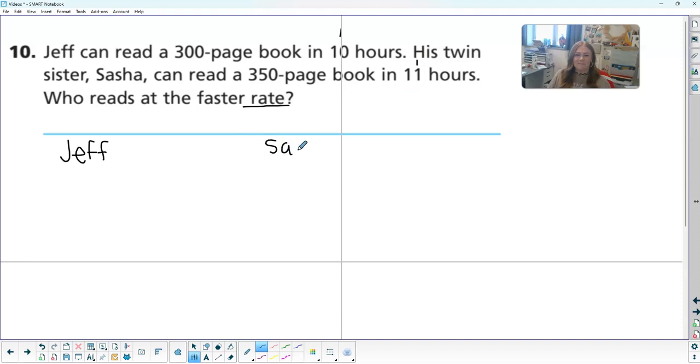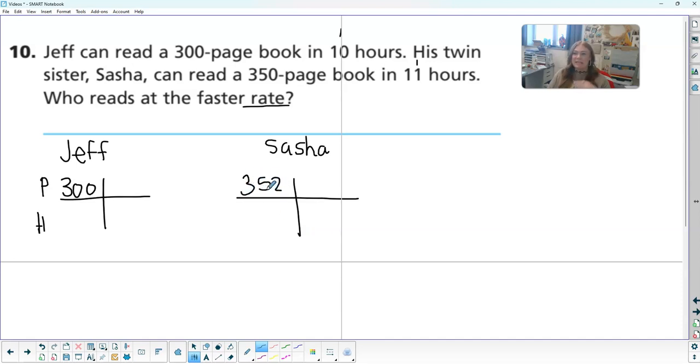So we have Jeff and we have Sasha. So they have pages and they have hours. So we want to set this up. So Jeff reads 300 pages and Sasha reads 350 pages, but they're reading it in different amounts. So we can't just say, oh, she reads more. So Jeff is going to do that in 10 hours. Sasha does it in 11. And I want to know how many pages they read in 1 hour, right? Who's reading faster per hour?